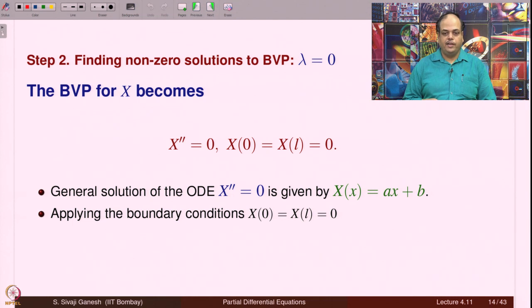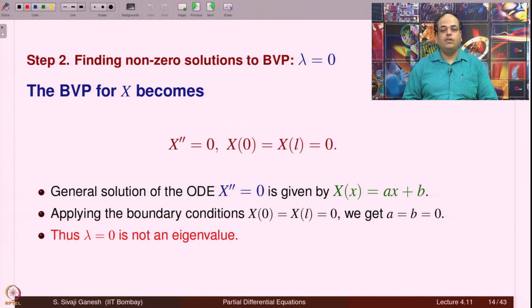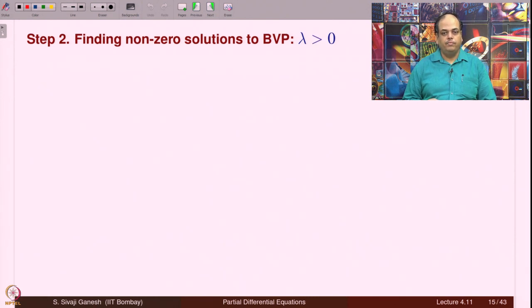So, applying the boundary conditions, we get A and B to be 0. That is obvious because this is a straight line and these conditions are demanding that it should pass through (0, 0) and (L, 0). That means the graph must be parallel to the x axis, which is the case only when it is a 0 function. So, lambda equal to 0 is not an eigenvalue. We do not bother about that. It is not interesting.